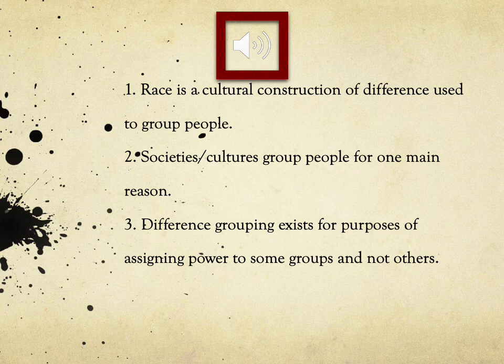Race is a cultural construction of difference used to group people. It says that there in number 1. A cultural construction of difference used to group people. What's a cultural construction? It's some group of ideas made up by a bunch of people in a culture or a society. So it's a cultural construction.